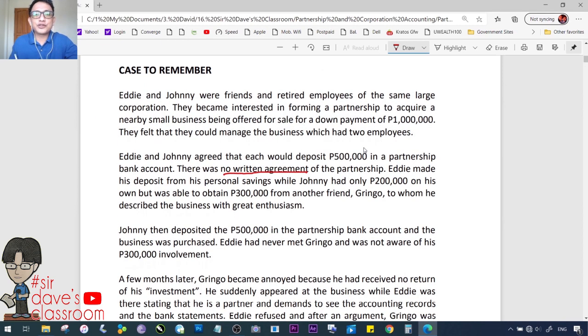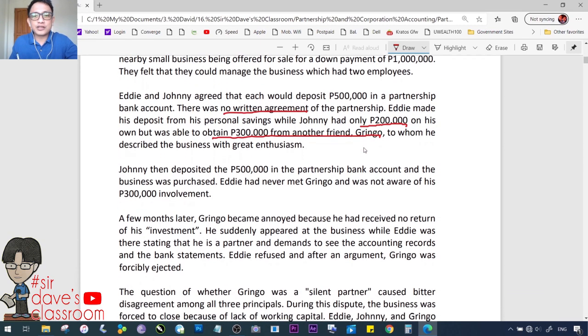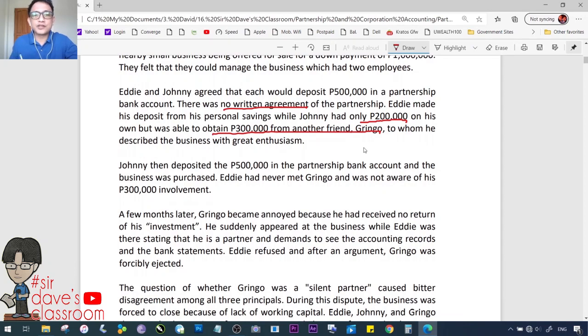Eddie made his deposit from his personal savings while Johnny had only 200,000 on his own but was able to obtain 300,000 from another friend, Gringo, to whom he described the business with great enthusiasm. Johnny then deposited the 500,000 in the bank account, and the business was purchased. Eddie had never met Gringo and was not aware of his 300,000 involvement.